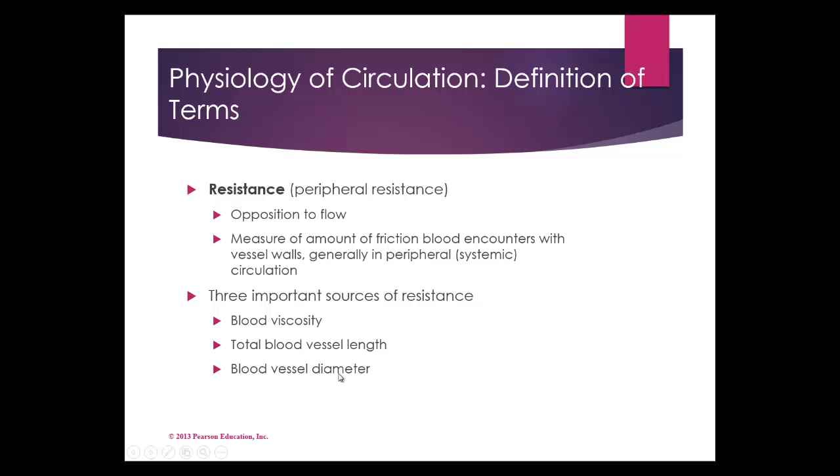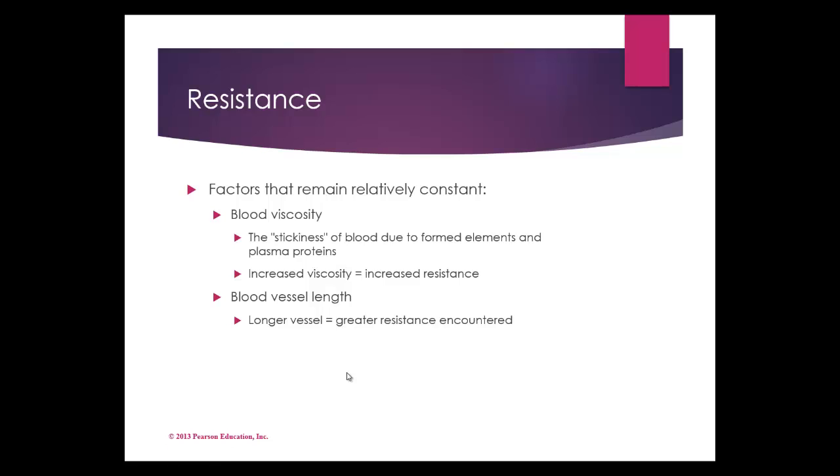And blood vessel diameter. Obviously, the larger the diameter, the less resistance to flow we're going to see. So factors that remain pretty constant in a typical patient: we're not going to typically see a big difference in blood viscosity in a patient that's coming in, say, with a pneumonia or some other condition that isn't specifically related to, let's say, blood clotting or too thin of blood from overuse of blood thinners. We should expect to see the blood viscosity remain pretty much the same.